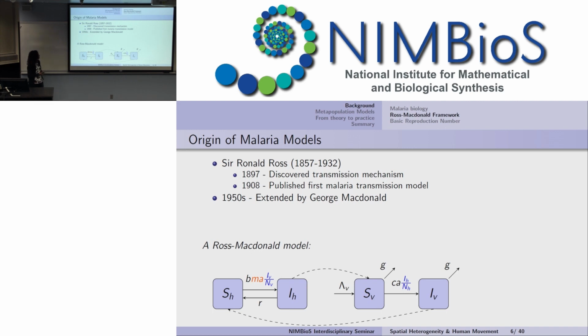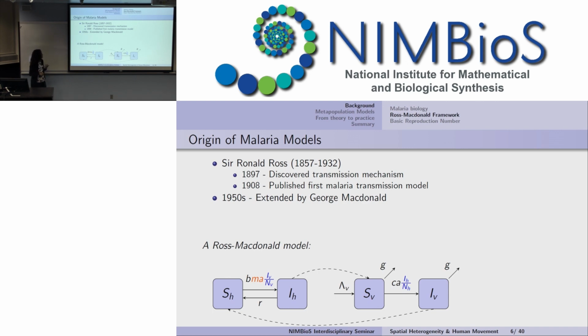So the discovery that it was mosquitoes that transmit malaria to humans was made by Sir Ronald Ross in the late 19th century, and then he published the first mathematical model for malaria in 1908. And this was later extended by George Macdonald in the 1950s. So in the literature, there are a lot of slight variations of these mathematical models, and so we often refer to this set of models as a Ross-Macdonald framework. So one example of these models is illustrated below here.